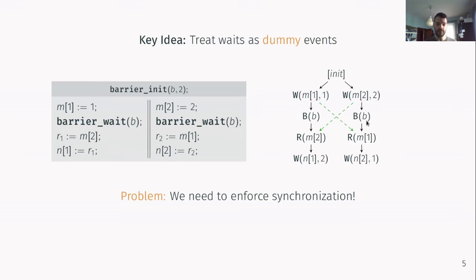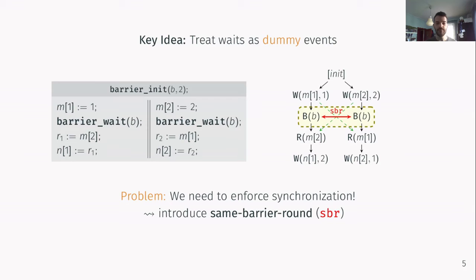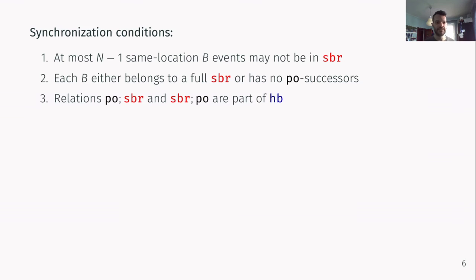So the second key component of BAM is what we call the same barrier round relation, or SBR, which is a partial equivalence relation that connects barrier events belonging to the same round, the purpose of which is to restore the semantics of the barrier. And SBR does that by satisfying the following conditions, which I'm going to go through in detail now.